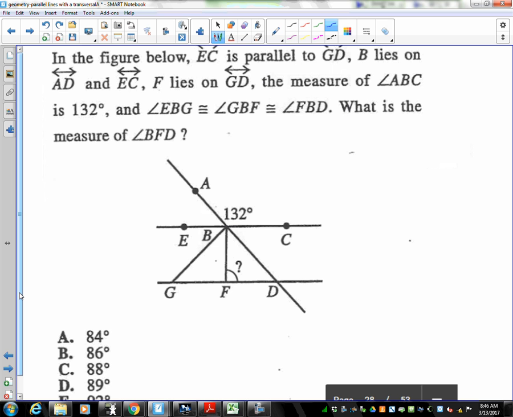Okay, another one with a triangle in it here. It says in this figure that EC is parallel to GD, and B lies on AD and EC, F lies on GD. All this stuff's pretty evident. The measure of angle ABC is 132. Now this is pretty important, we're going to have to use this. Angle EBG, find that angle, EBG, there we go, it is congruent to angle GBF. So that's probably pretty significant here that we're going to use.